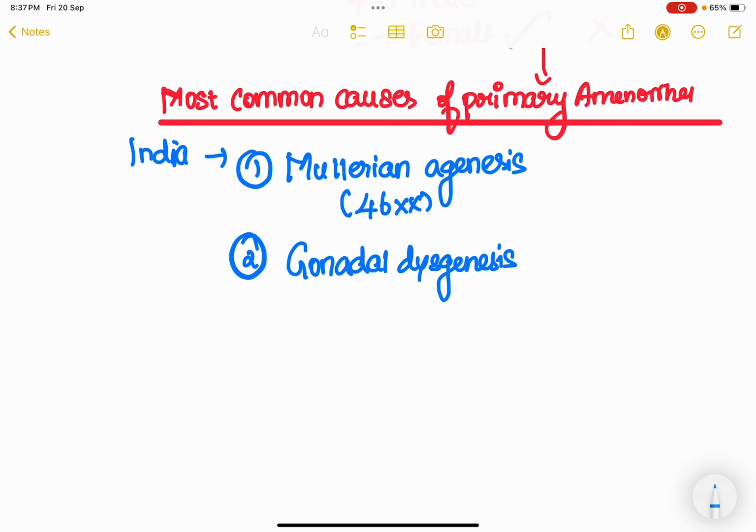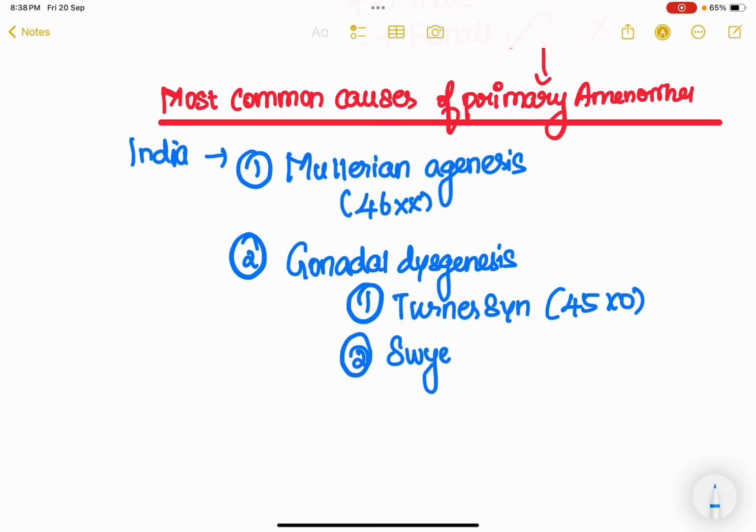So where the patient will have gonadal dysgenesis? In a condition such as Turner syndrome. In a condition such as Turner syndrome, there will be dysgenetic ovaries. It is 45XO. And then in Swyer syndrome, the gonads are also dysgenetic. It is 46XY. So in India, the most common cause is going to be Mullerian agenesis followed by gonadal dysgenesis.